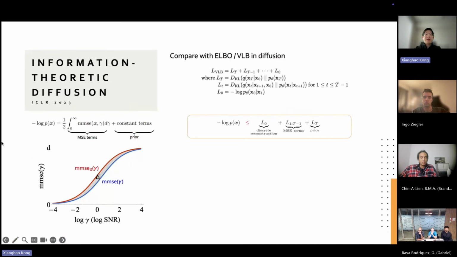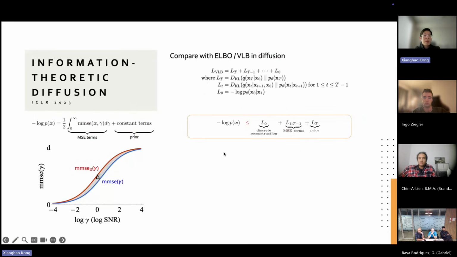We can compare our new negative log likelihood objective with the vanilla diffusion training objective, which is the ELBO, the variational lower bound. This variational lower bound has three components. The first, L0, is a discrete reconstruction term, and L1 to L(T-1) are MSE terms, where we also train a denoiser to calculate them. The last term is the prior noise, which could be defined as Gaussian noise.